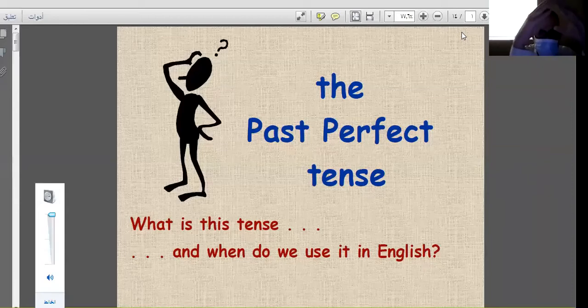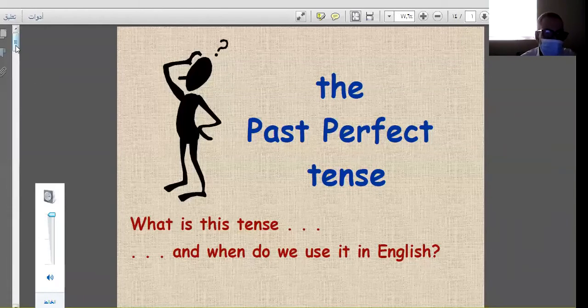Yesterday, we discussed past continuous or past progressive, and today we have a new tense. Of course, we are still with the past tenses in English, and we are going to discuss the past perfect tense. What is this tense, and when do we use it in English? Let us start explaining the conception of this tense.